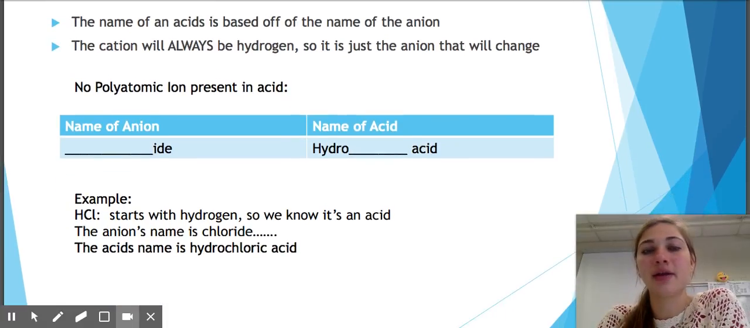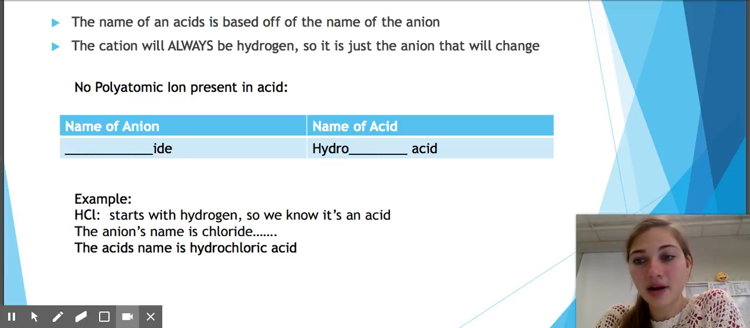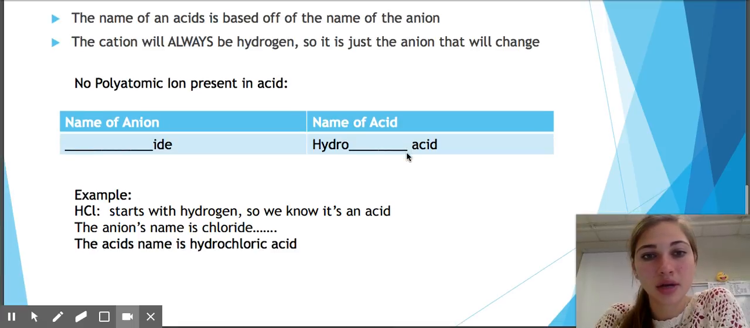So let's first look at naming acids that do not have a polyatomic ion present. So it's just like our binary ionic compound. The end of an anion that's binary, so no polyatomic ions, is an IDE ending. So if we ever have just an anion that came from our periodic table, so it has an IDE ending, the name of the acid is going to start off with the prefix hydro and then end in acid. I'm sorry, this is supposed to be an ic also. So it should be hydro-ic acid.